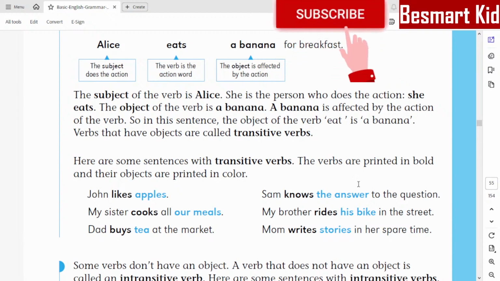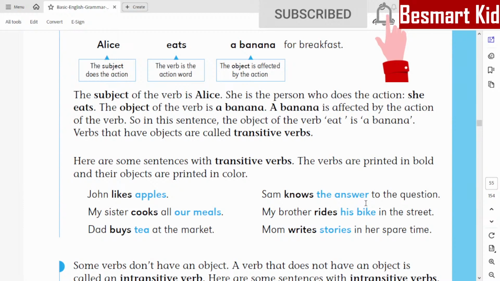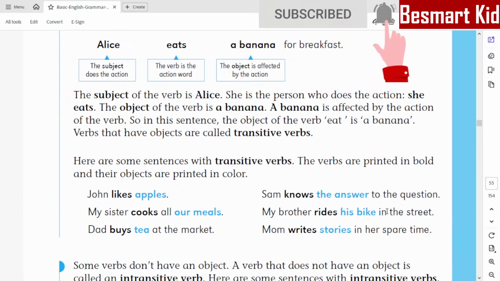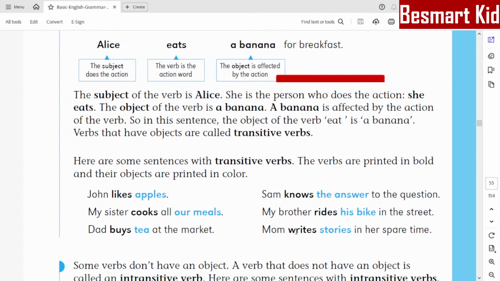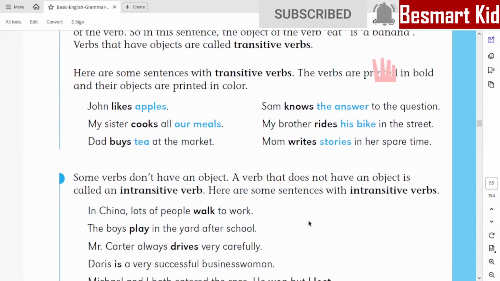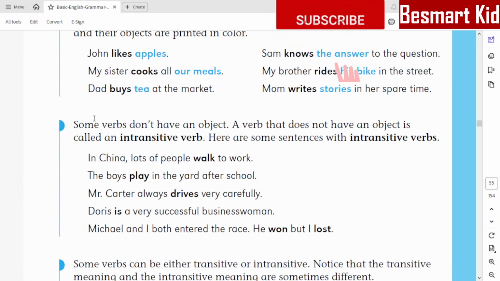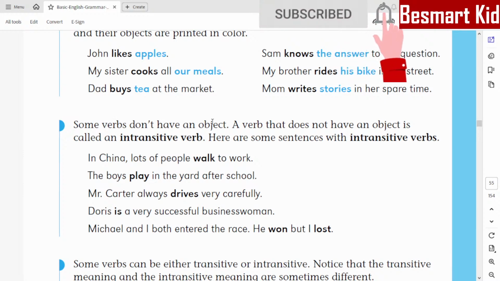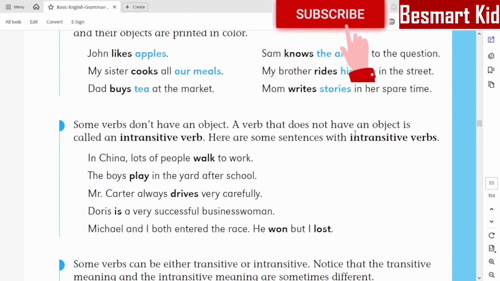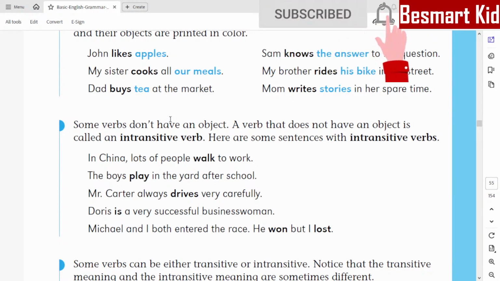Sam knows the answer to the question. My brother rides his bike in the street. Mom writes stories in her spare time. Some verbs don't have an object. A verb that does not have an object is called an intransitive verb.